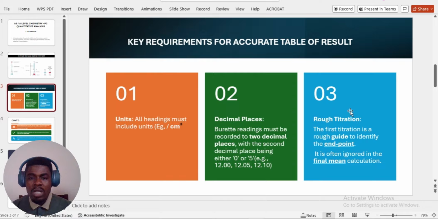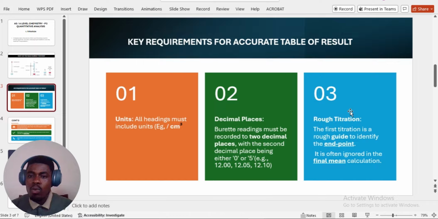Students do make such errors by recording 12.12, 24.16, and so on and so forth. You have to record 12.00, 12.05, 12.10. These are examples. But what we are saying is that the second decimal place should be 0 or 5.